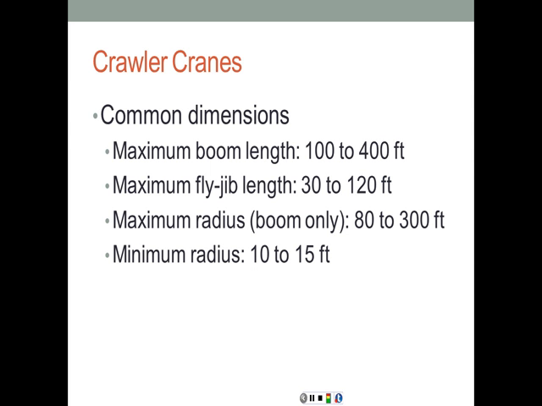For the crawler crane, some of the common dimensions: the maximum boom length can be anywhere between 100 to 400 feet, so it can be really tall. The maximum fly jib length, which is the extension, can be anywhere between 30 to 120 feet. The maximum radius for operation of the boom is anywhere between 80 and 300 feet, and the minimum radius is going to be 10 to 15 feet, so it can lift a very heavy load in that very limited minimum radius.